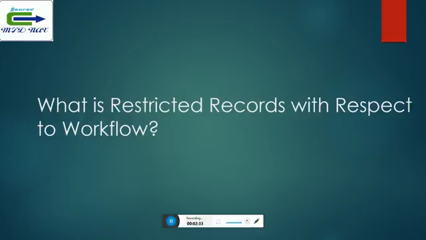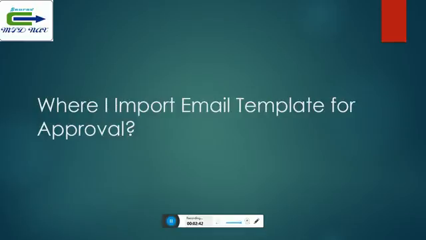I heard somewhere on some PPTs about the restricted record. What is actually a restricted record in terms of workflow? Then, okay, I'm able to see the emails which approvers are receiving, but I want to change the template of the email which is going. I want to have my logo, or I want to change the table which is coming. So where is the email template for the approvals, which I used to have in approval templates till 2015?